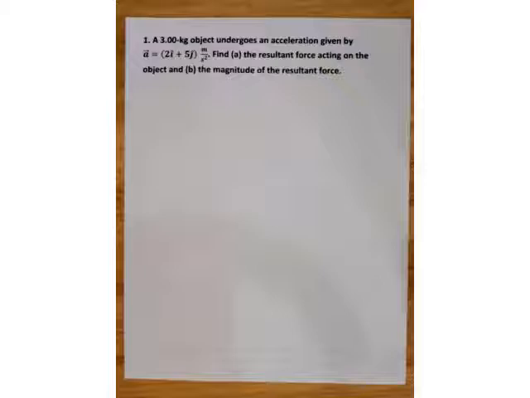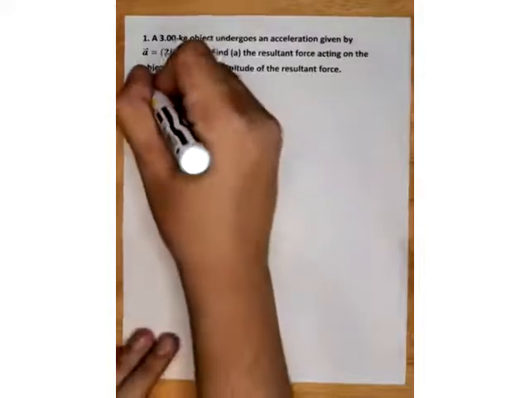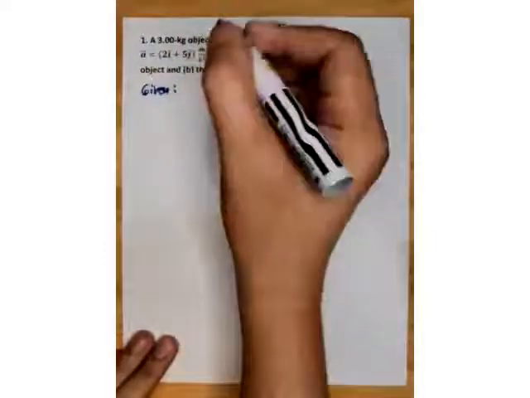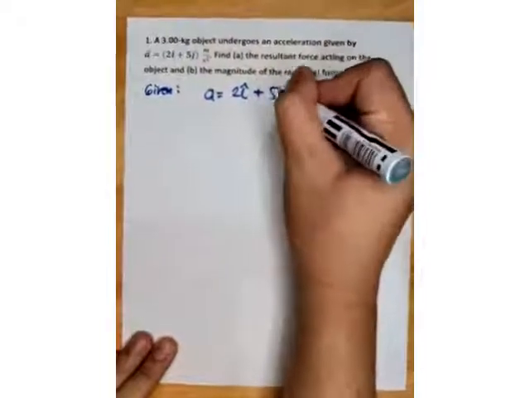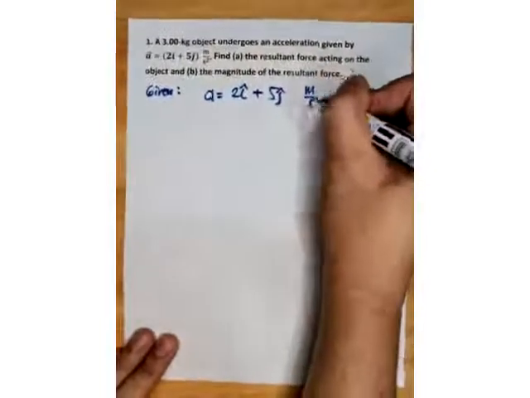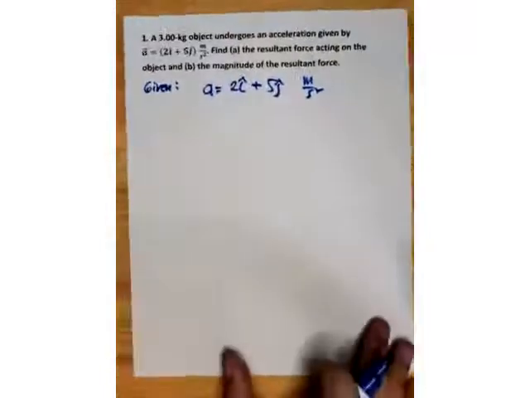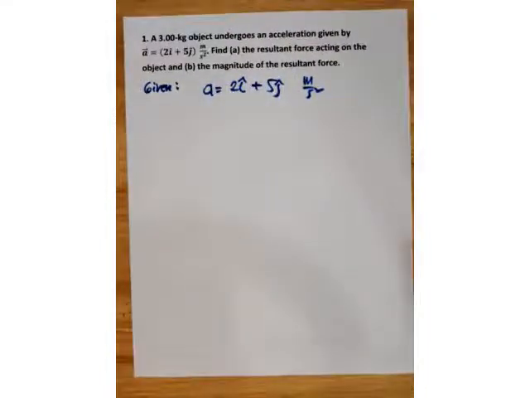Okay, so let's have this example. A 3-kilogram object undergoes an acceleration given by 2i hat plus 5j hat meters per second squared. So it's two-dimensional. Find A, the resultant force acting on the object, and B, the magnitude of the resultant force.